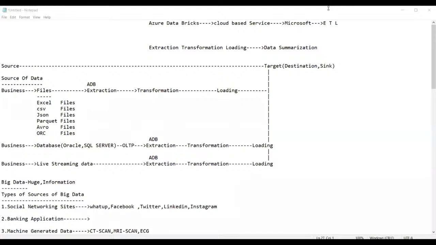I heard ADF is an ETL tool only, and you have mentioned ADB is also an ETL tool, right? See, I'm telling you the scenario going on right now in most projects. Up to data ingestion, meaning extraction, they use ADF. Further, for transformation and loading, they use ADB, in some projects.